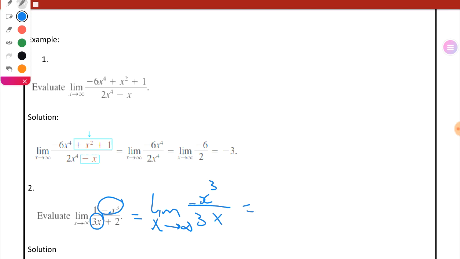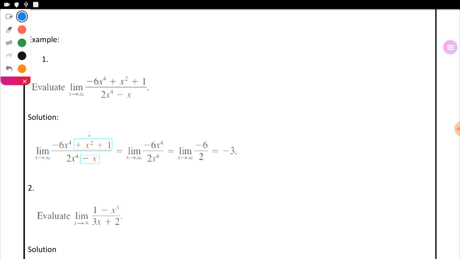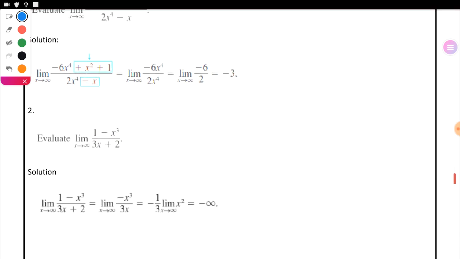3 and 2. Okay. Write in the simplest form. This means the coefficient here, x to power 3 over x to power 1, it will be x to power 2. Then replace by infinity here. It will be negative third multiply infinity to power 2. Infinity to power 2 means infinity. Positive infinity multiply negative, it will be what? Negative infinity. Don't forget the sign rule. Look, negative infinity.